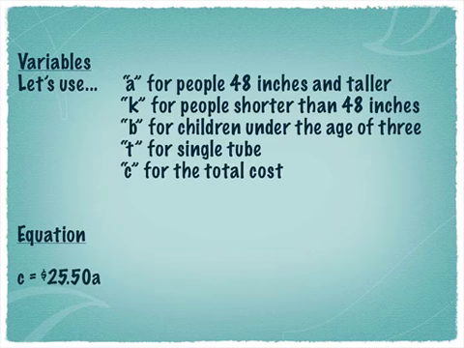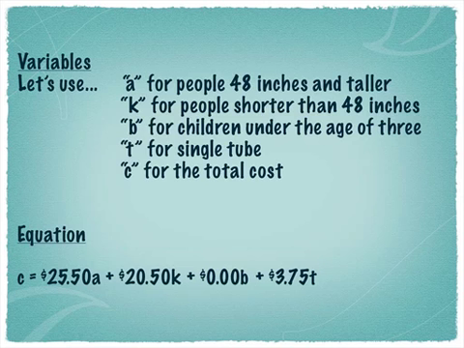So C, total cost, equals $25.50 times the number of people that are 48 inches and taller, plus $20.50 times the number of people that are shorter than 48 inches, plus $0 times the number of children under the age of 3, plus $3.75 times T, the number of single tube rentals, plus $1.50 times T, the number of tube rentals for our deposit. And then since it's a deposit, we would be able to subtract that out when we return the tubes. So subtract $1.50 times the number of tube rentals.